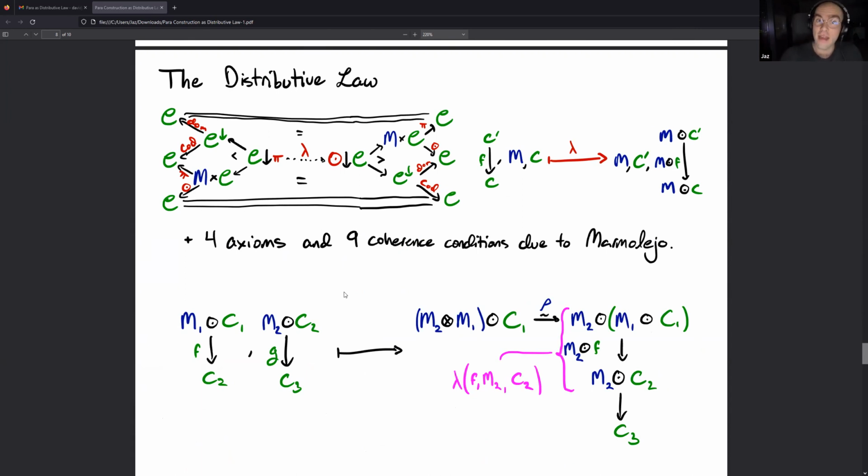And this is going to have to satisfy 4 axioms. I have them on the next slide. And it's going to have to satisfy 9 coherence conditions, which are due to Marmolejo. So I'm very glad that Marmolejo has this paper writing about the necessary coherence conditions for pseudomonads, because that was scary at first. I mean, it's still scary, but all right.